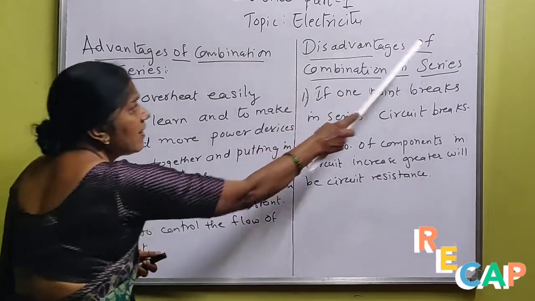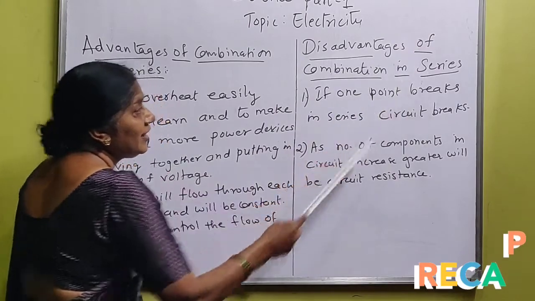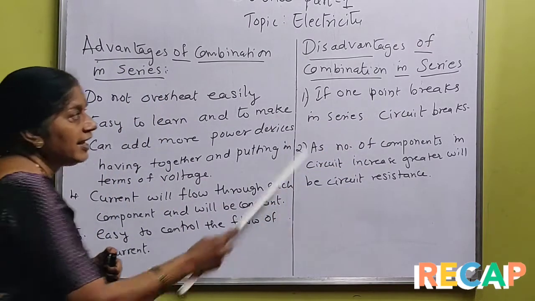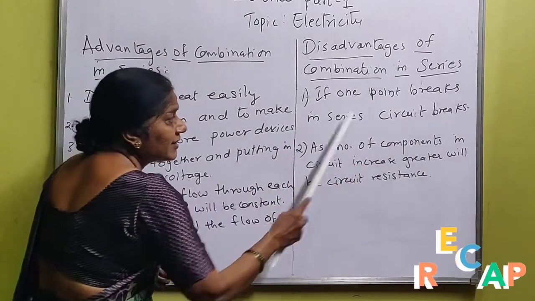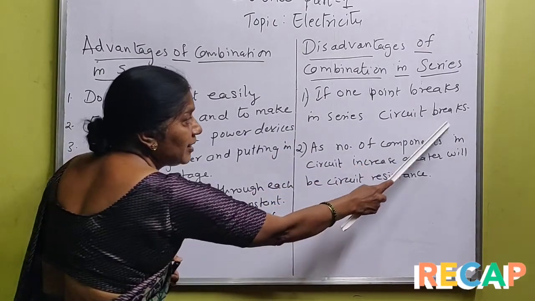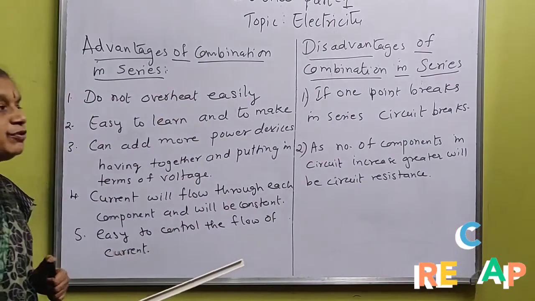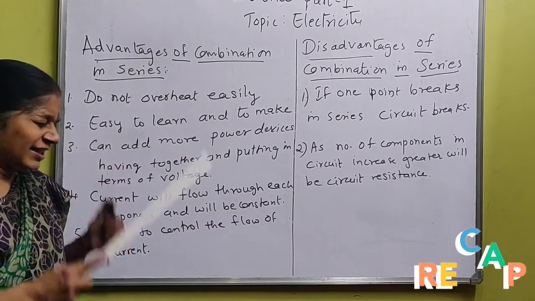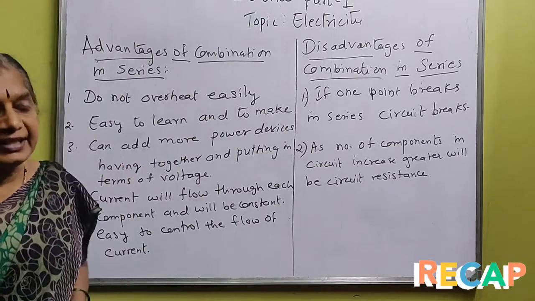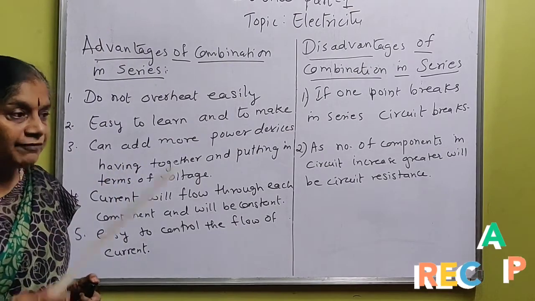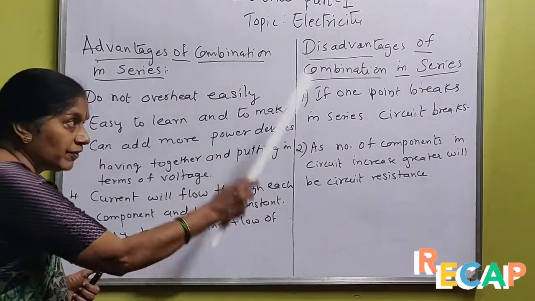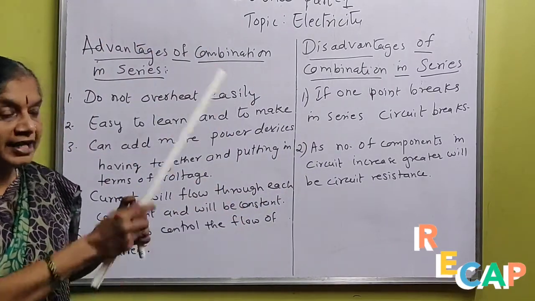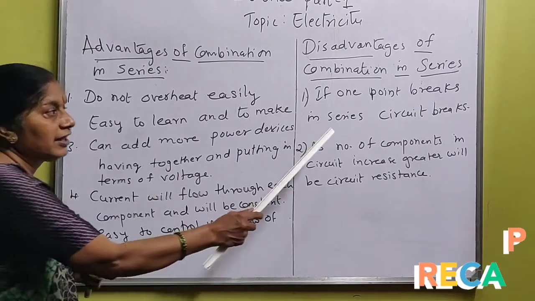Next, disadvantages of combination in series. What are the disadvantages? Very important disadvantages are there. If one point breaks in series, the circuit breaks. I can give you the example where in functions you take the serial lights. In serial lights, if one light does not work, then the whole line of lights won't work, it will break.